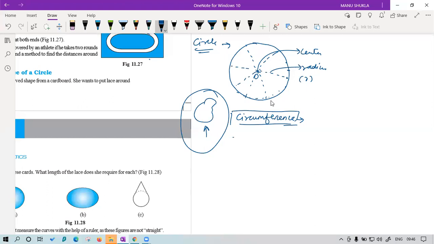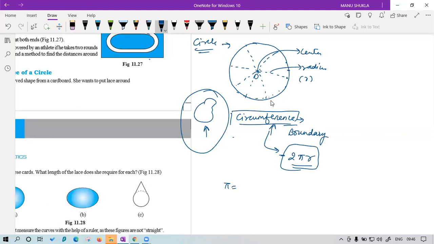Circumference is like a perimeter of square and rectangle. And the formula of circumference is, anyone who knows the formula of circumference? It is the boundary. Yes, very good. The answer is 2 pi r. So 2 pi r is the formula for circumference, where pi equal to how much?